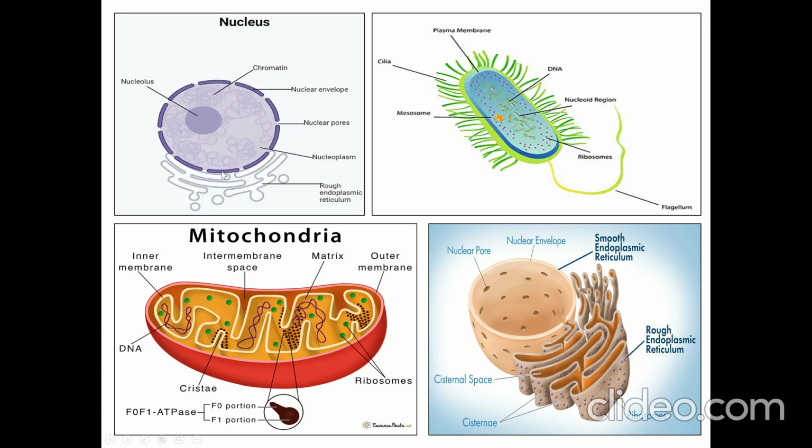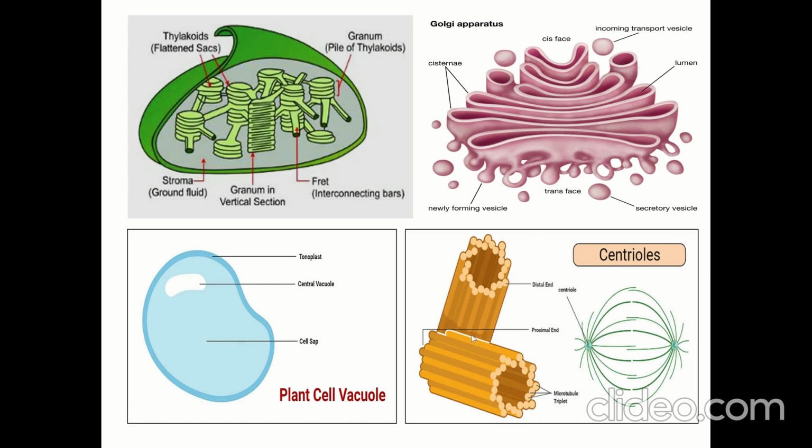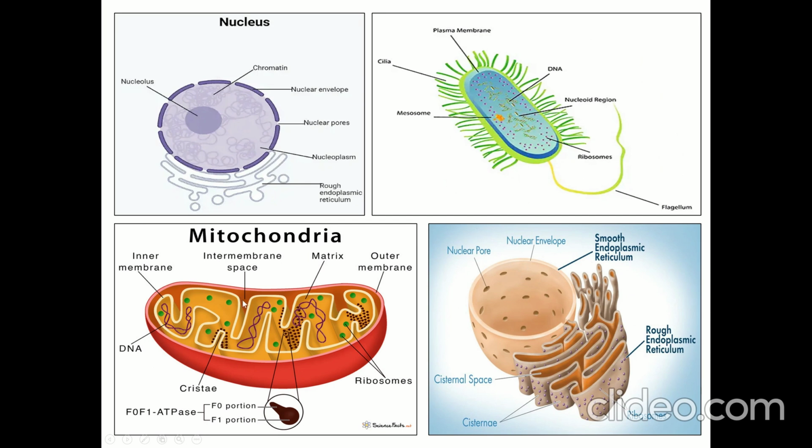Regarding mitochondria, I forgot to mention that the nucleus was first discovered by Robert Brown in the year 1833, whereas mitochondria was first discovered by Albert von Kolliker in the year 1857.